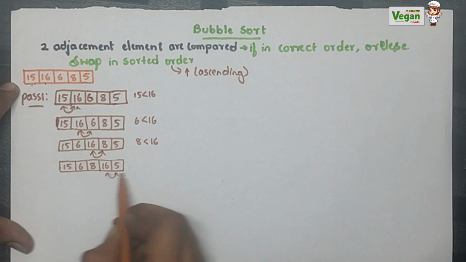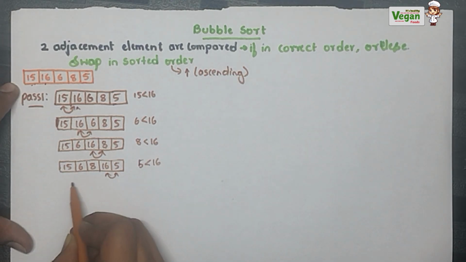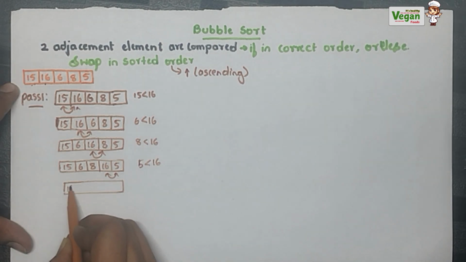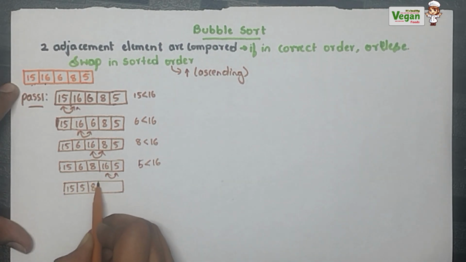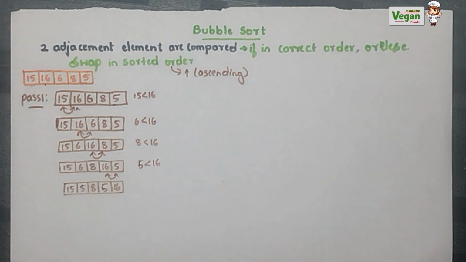Now compare 16 and 5. 5 is less than 16, so just swap. 15, 6, 8, 5 and 16. So this one pass is done, that is, from here we started and we went up to the end. So one pass is done.